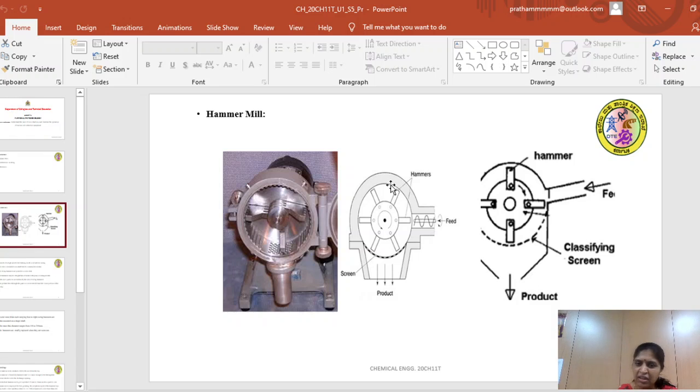So you can see the gap between the wall of the shell of the hammer mill and the hammers. The gap is very less. Did you observe the diagram? Once you know the diagram, can you analyze how it exactly operates?